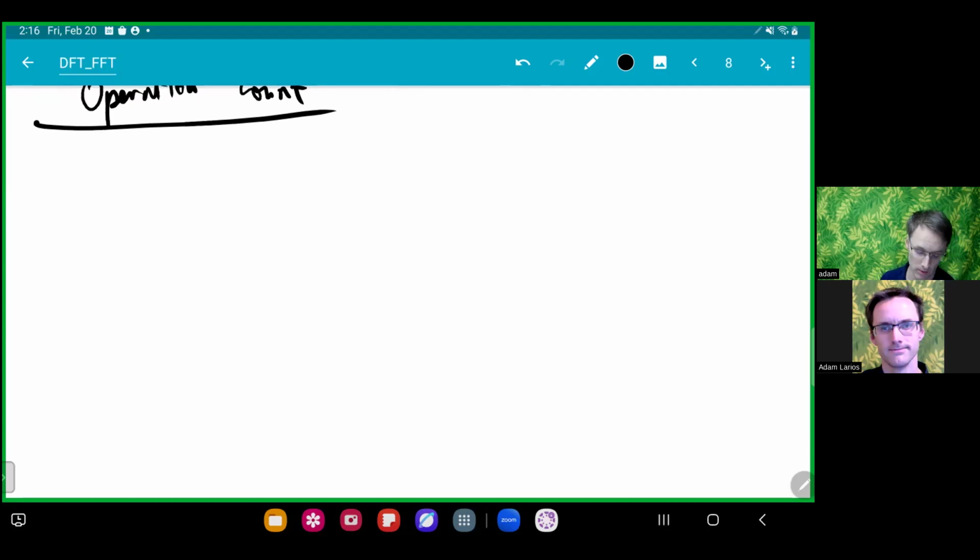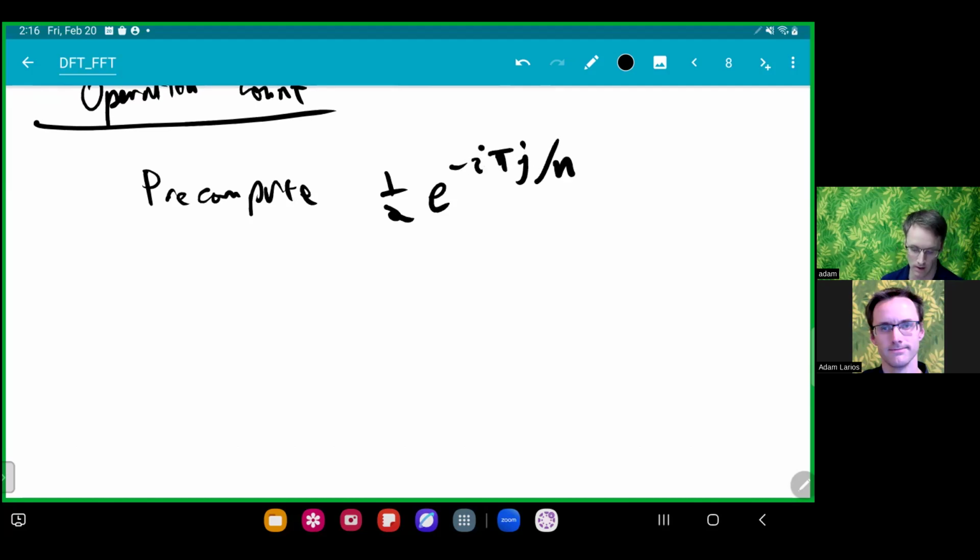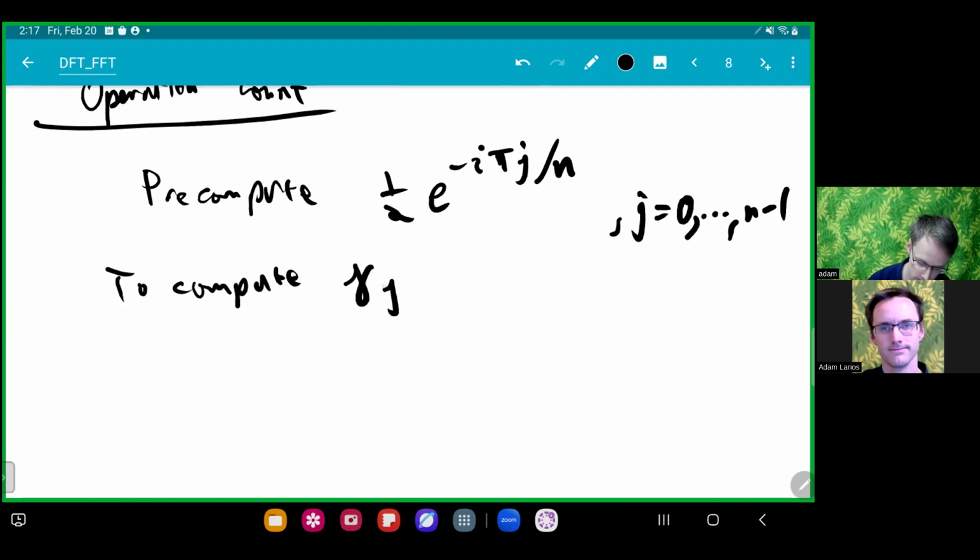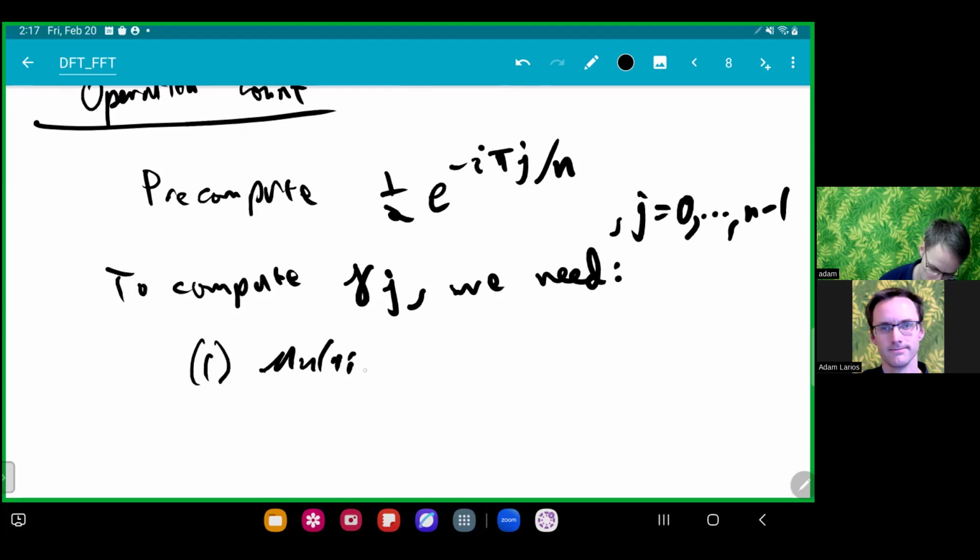I'm going to do it in the form that we just saw. So we pre-compute these so-called twiddle factors, and we can pre-compute it with a 1/2, so e to the minus pi j over n. So we won't count that in our computation. j goes from 0 up through n minus 1. So these are somehow stored in memory. And then to compute gamma j, we have to multiply alpha j by 1/2. This is j goes from 0 up through n minus 1.